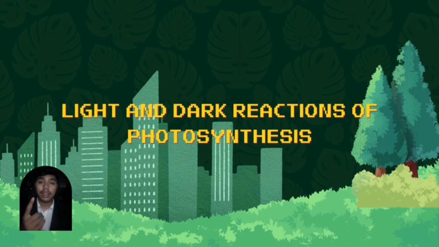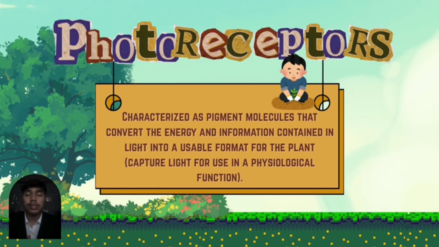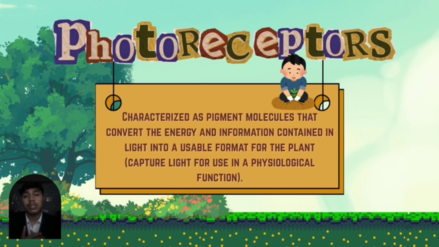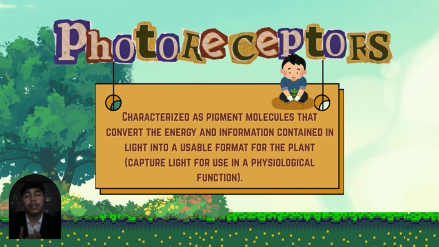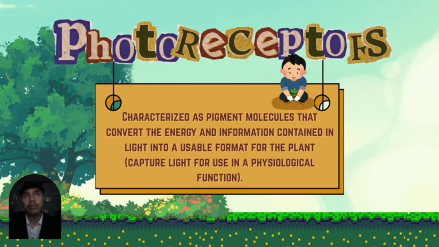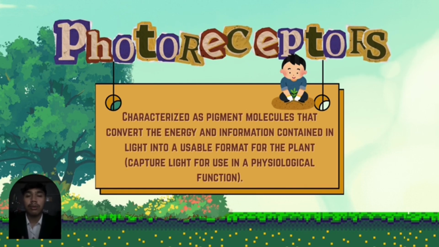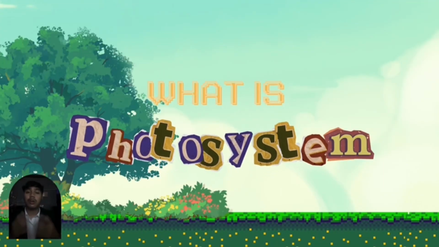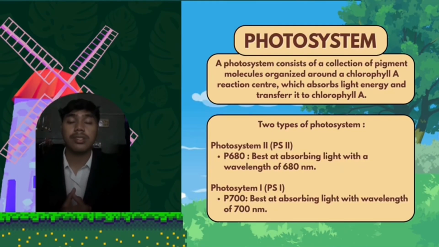I will start with light reaction. Before we go through more about light reaction, we need to know about photoreceptor first. Photoreceptors are characterized as pigment molecules that convert the energy and information contained in light into a usable format for the plant, which is to capture the light for use in a physiological function. Not only that, we also have to know about the photosystem. So, what is photosystem? Photosystem consists of a collection of pigment molecules organized around a chlorophyll A reaction center, which absorb light energy and transfer it to chlorophyll A.